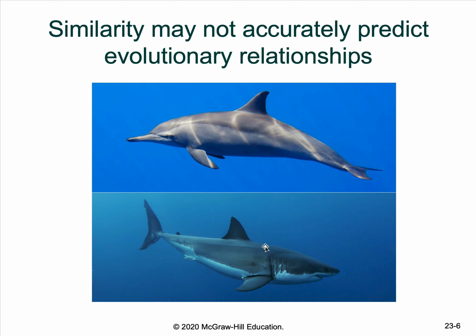So how is it that they look so much alike, but they're not extremely closely related? The reason is that they have the same selective pressures, meaning that they live in the same environment. Because they live in the same environment, they have adapted and evolved specifically for that environment. So that's why they look similar, but they're not closely related at all.